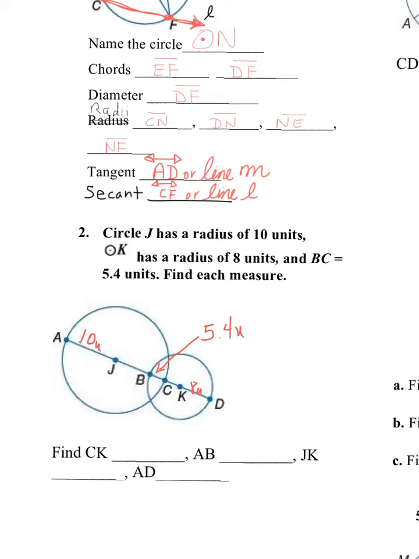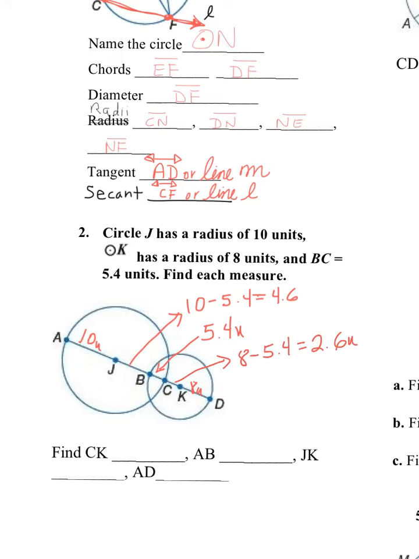Since I know that the radius is 10, the piece BJ or JB would be 10 minus 5.4, which is 4.6. And we can do the same thing with CK. Since the radius of the circle K is 8 units, that piece would be 8 minus 5.4, which is basically 2.6 units.